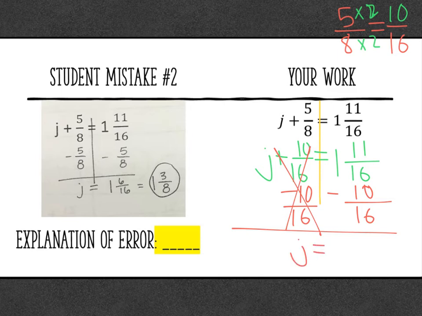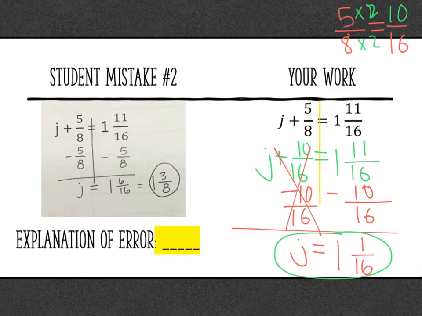And then on the right, remember, subtract your fractions first. So 11/16 minus 10/16, I'm left with 1/16, and then subtract your whole numbers. So 1 minus 0 is just 1. So your final answer here would be j equals 1 and 1/16.